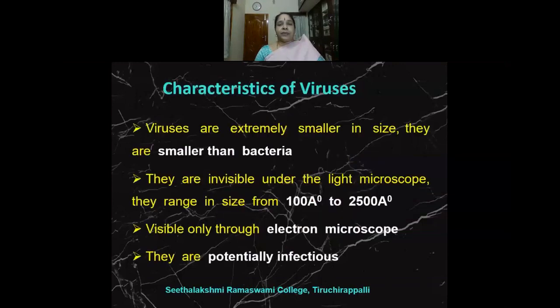Let us now look into the characteristics of viruses. Viruses are extremely small in size. They are much smaller than the bacteria. Viruses are invisible under the light microscope, and the size of the virus ranges from 100 angstrom to 2500 angstrom units. They are visible only through the electron microscope, and they are potentially infectious.